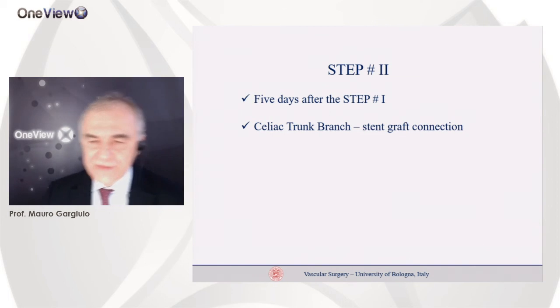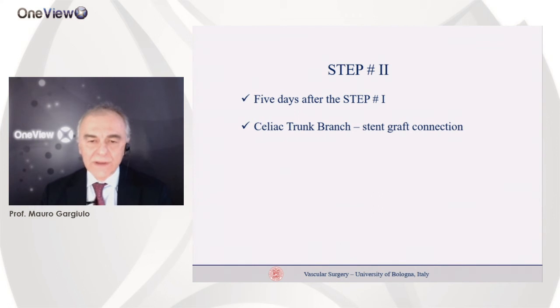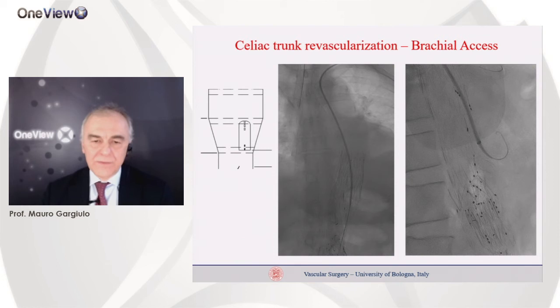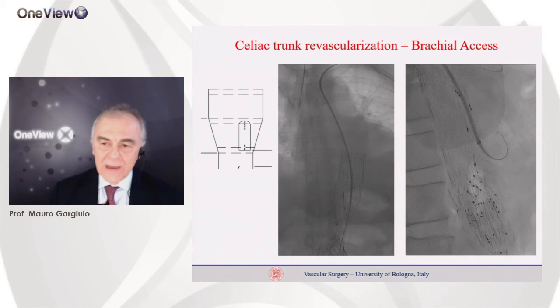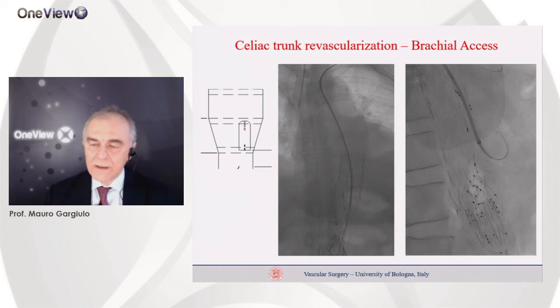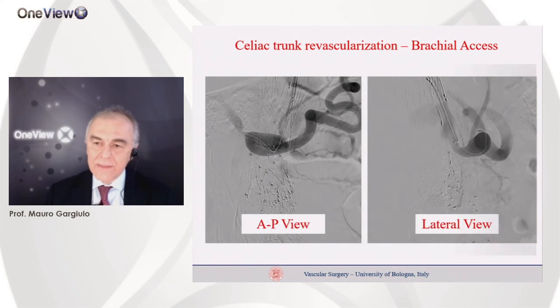After this first step, we did a second step 5 days after the first one, and we did a revascularization of the celiac trunk. In this case, I remind you that we used the branch. It is possible with a steerable sheath to cannulate the branch from below, from the groin, but generally we prefer to go from above, from the brachial axis, and you can see that from the brachial axis we introduced the flexor inside the celiac branch, and we introduced the guide wire inside of the celiac trunk.